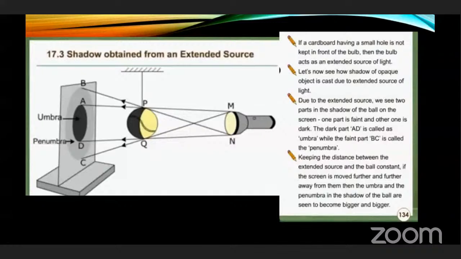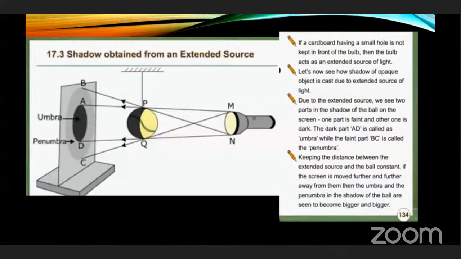Let's now see how the shadow of an opaque object is cast due to an extended source of light. Due to the extended source, we see two parts in the shadow of the ball on the screen. See here, on the screen we can see two parts clearly. One part is faint and the other one is dark. The dark part AD is called the umbra, while the faint part BC is called the penumbra. Here you can see, because of the extended source, two shadows are formed.